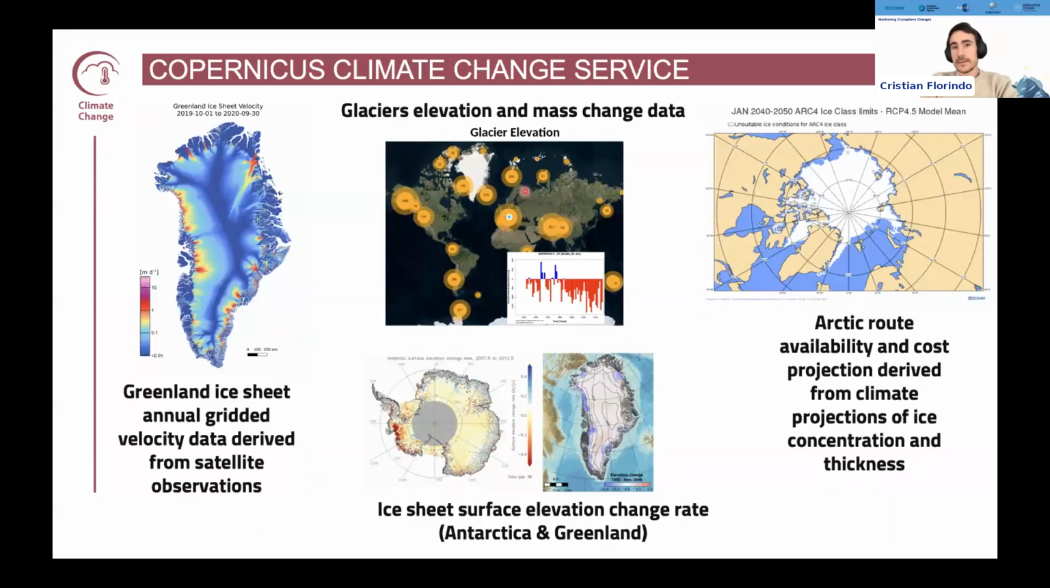That is the glaciers data set, the second one I was talking about, showing how they are changing in elevation and mass change on an annual and decadal scale. And again, how the elevation change rate of the ice sheets for Greenland and Antarctica is evolving, and the Arctic route availability and cost projection that we were talking about a second ago.